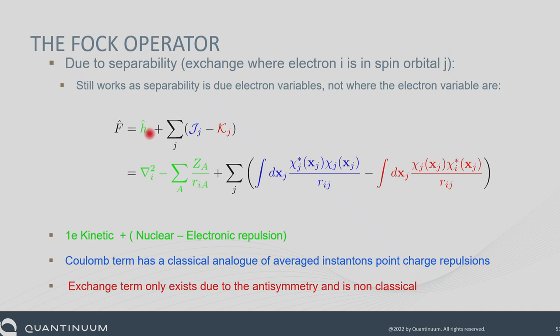So this has got the one electron kinetic and the one electron potential. And then we have the mean field potential term, which is our approach in this picture to have electron-electron interactions, which has this Coulomb term, and then this exchange term where we've flipped over the exchange there.